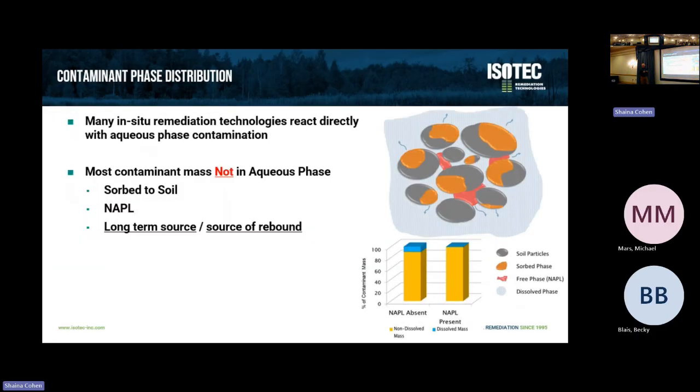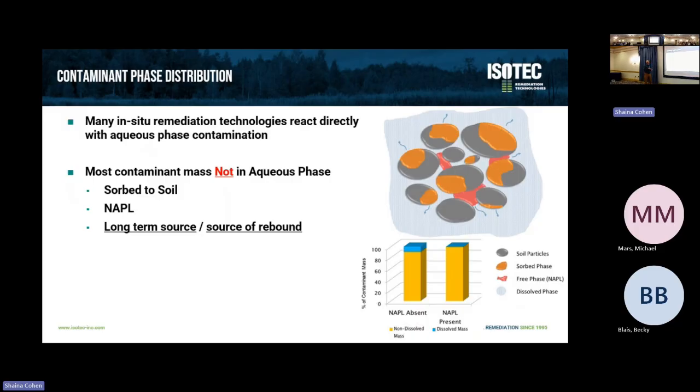Another reminder is: where is our contaminant in the subsurface? As I said, we have a heavy reliance in our industry on monitoring wells. But for most of our common contaminants, most of our organic contaminants in particular, the VOCs, petroleum hydrocarbons, even PFAS to some extent, most of the contaminant is not in the aqueous phase. And even when there's no NAPL present, the significant portion is sorbed to the soil.